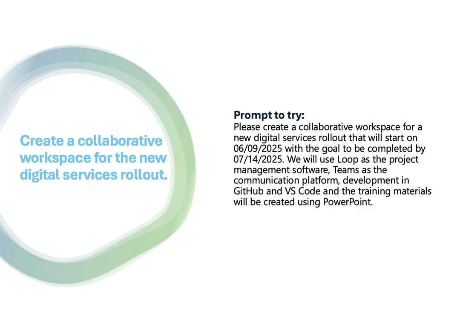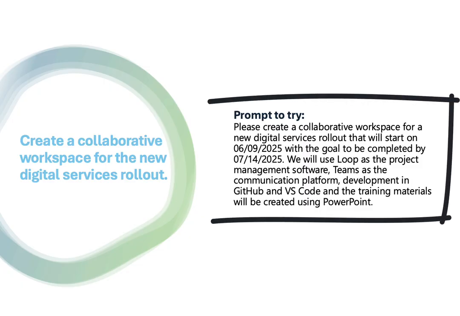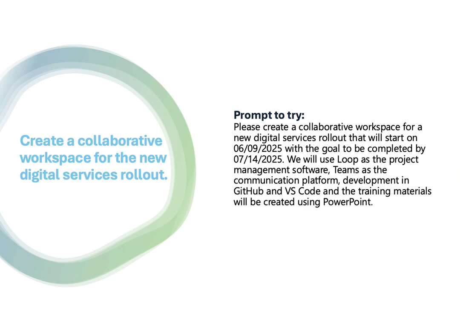As I mentioned earlier, I need to create a new collaborative workspace very quickly for a new digital services rollout. To the right of the screen, you can see the prompt that I created. In the prompt, you will notice that I noted some details about the project that need to be a part of the workspace. Items such as the start date, goal end date, and the other services that will be used as part of this project. Now that we have the prompt created, let's move over to Copilot and Loop.